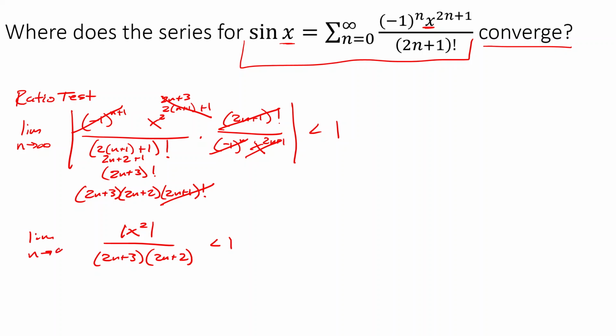Well, if we move these up over here, we get the absolute value of x squared, or just x squared, is less than 2n plus 3 times 2n plus 2. And as we go to infinity, this also goes to infinity. So that means this is always going to be less than that. All right, so this converges.